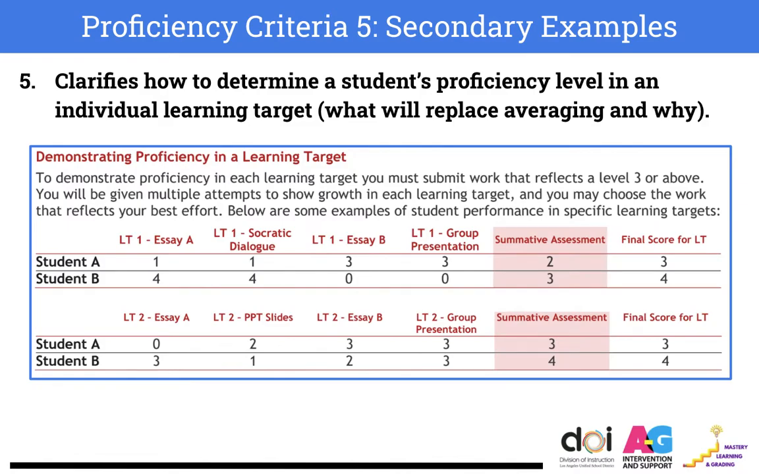In this example, the teacher has decided to communicate their information again as a table. They explain that in order to demonstrate proficiency in each learning target, the student must submit work that reflects a level 3 or above. They will have multiple attempts to demonstrate growth in each learning target. And then they provide examples of what that might look like.